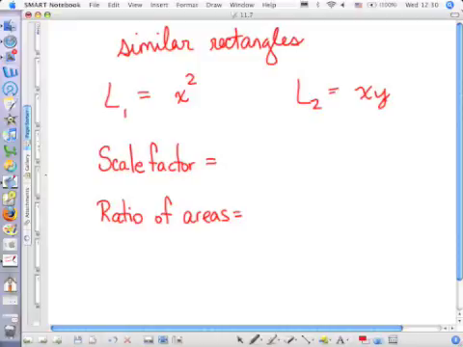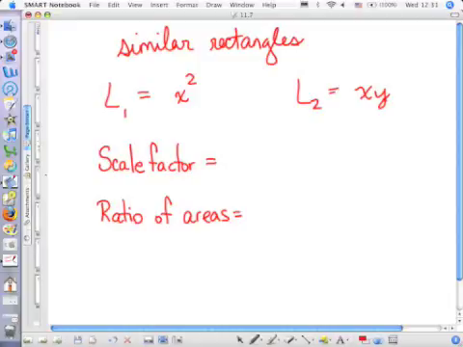Suppose you have two similar rectangles. And by the way, all rectangles are not similar. I said that wrong, sorry. Okay. Suppose you have two similar rectangles, and the length of the first rectangle is x squared, while the length of the second rectangle is xy.